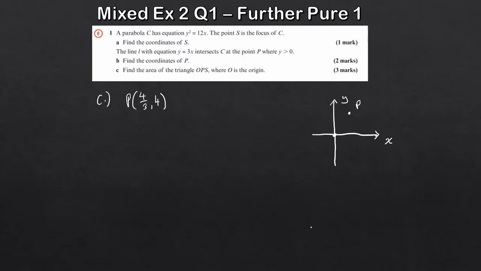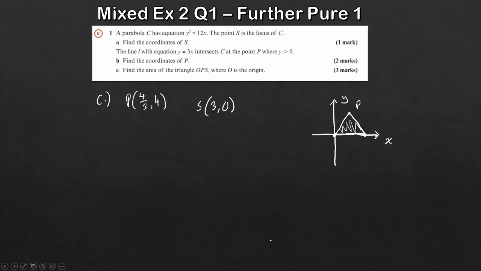My other point is S, which we worked out right at the start. That's 3, 0. So S is 3, 0. So 3 units along, we can say that's about there. So my triangle looks something like this. Minus my bad drawings. And obviously, the line should actually be straight, okay? So we just want to know what the area of this triangle is.